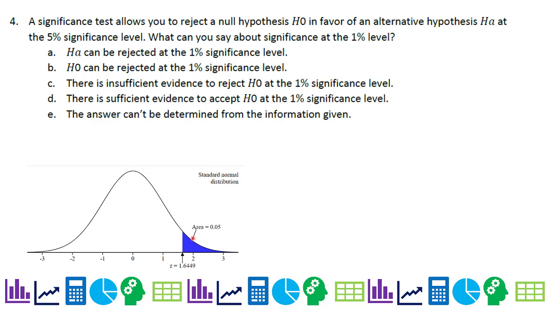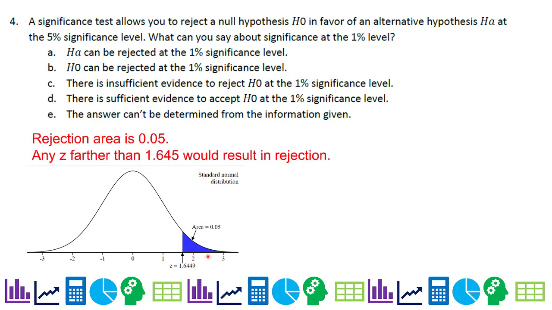So we're just going to go ahead and pretend that our alternate is that our value is greater than some value or more, so we're on the high end. If we have a 5% significance level, that means that our rejection area is over here, and that means my z-score is anything from 1.645 and up. That would result in rejection.